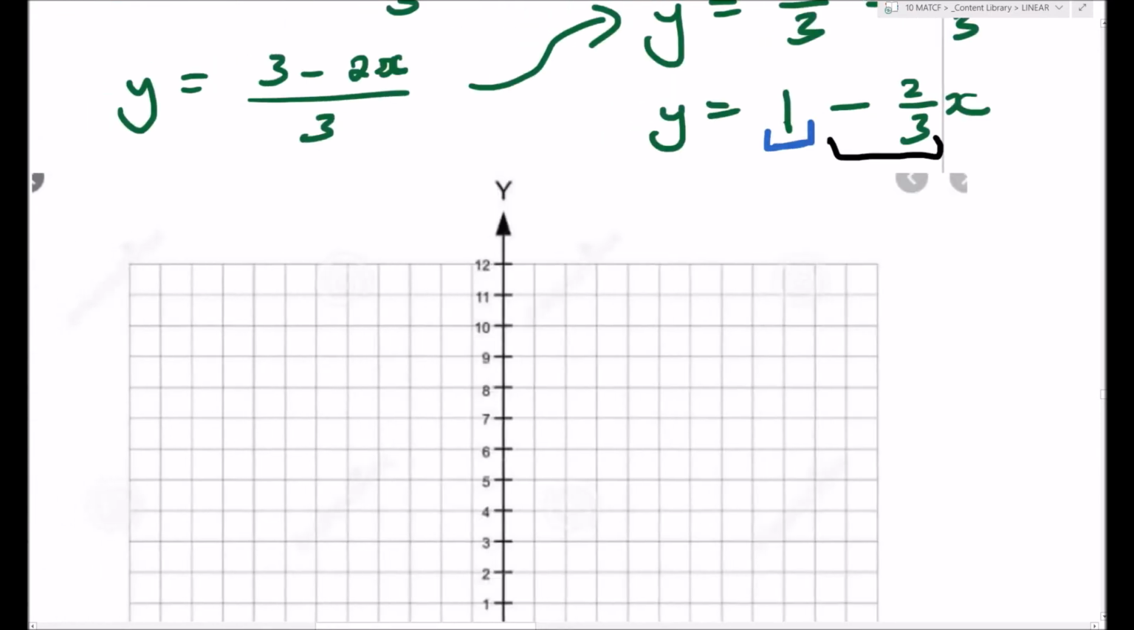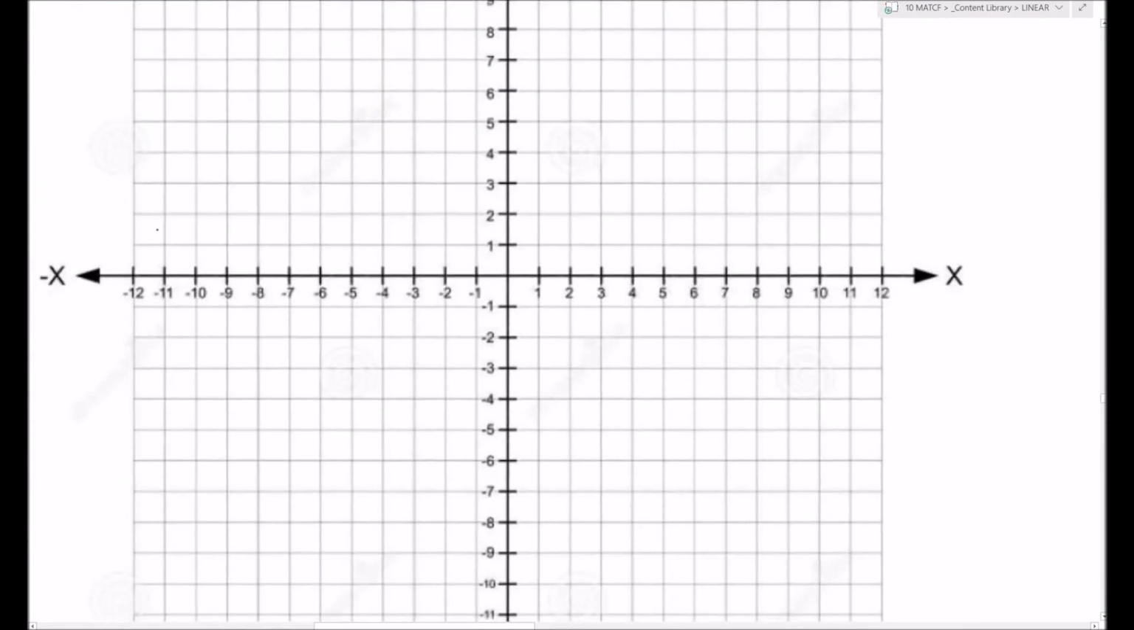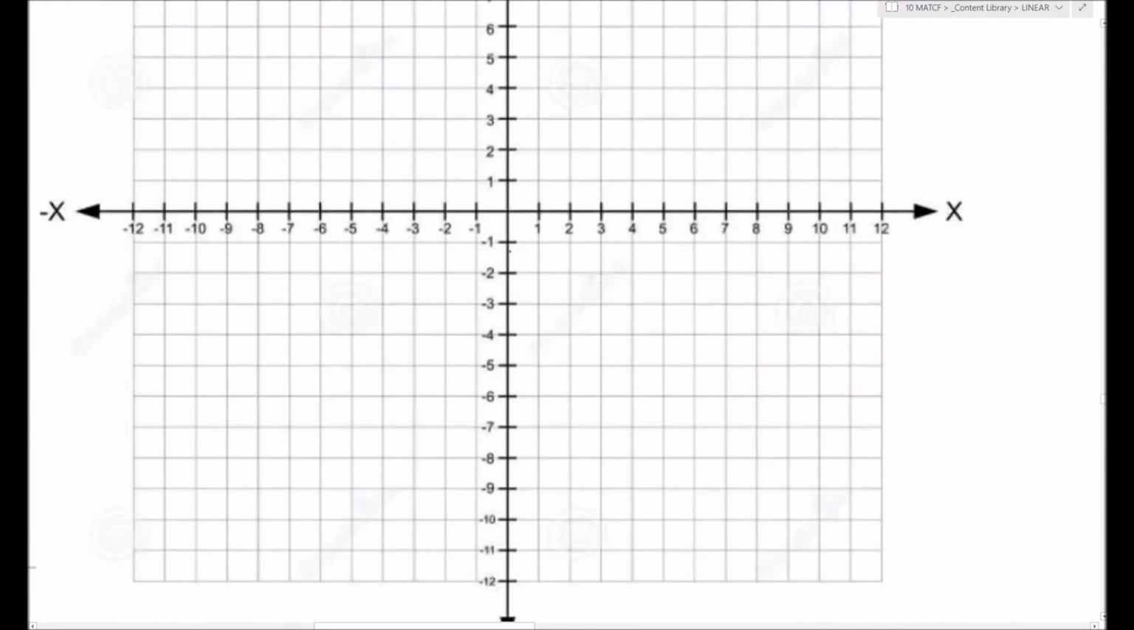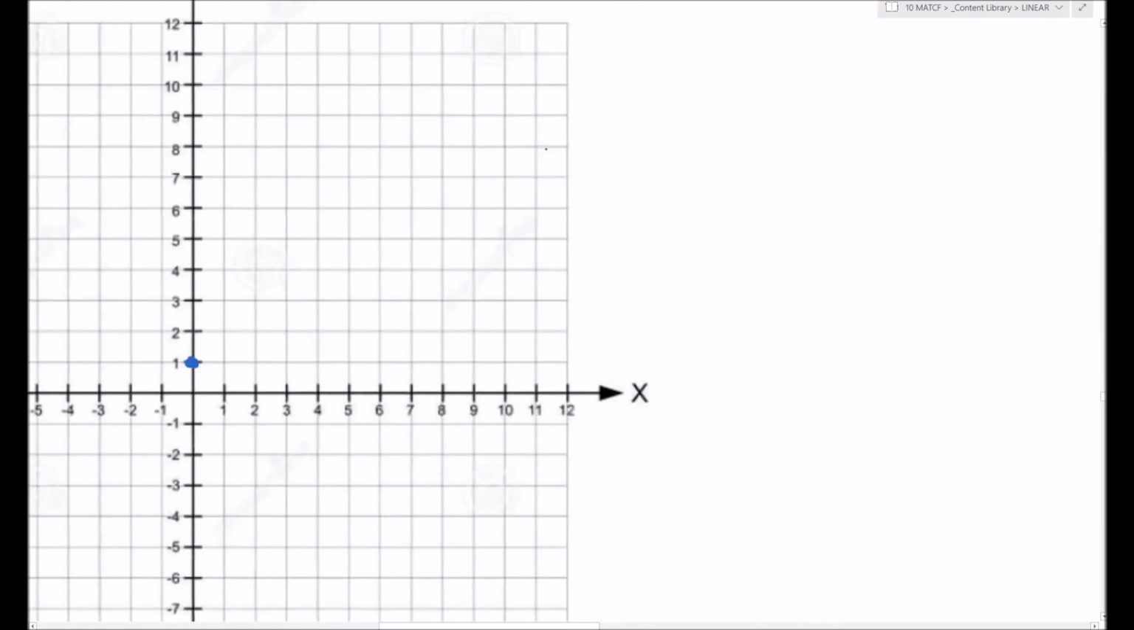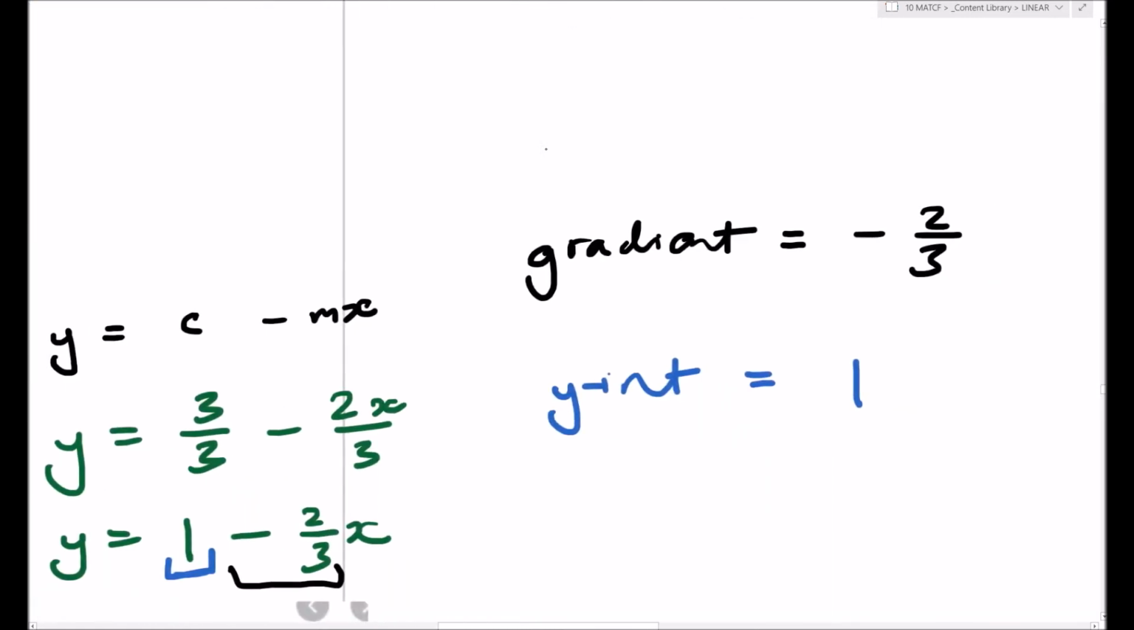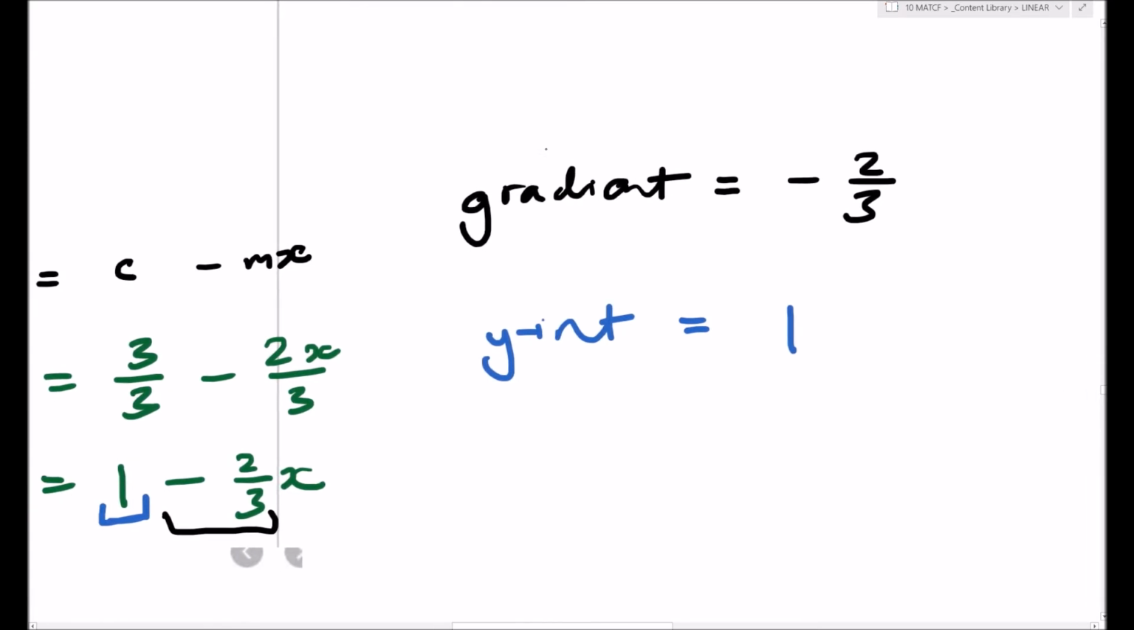So on my graph, my y-intercept was just the number. Let's just clarify. Yep, the number 1. So let's start with that. I'm going to start at 1. There's my y-intercept. And according to this, my gradient is negative 2 over 3. So my rise is 2, and my run is 3.